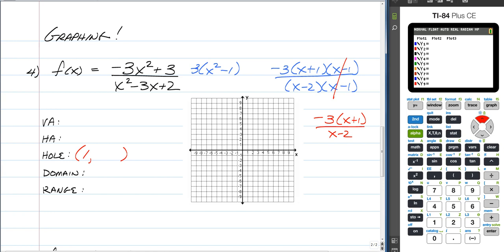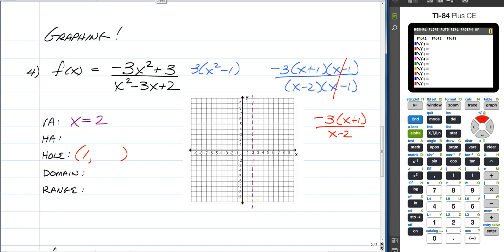Now again, the vertical asymptote we should be able to do in our head. X minus 2 gets set equal to 0. So we're going to have a vertical asymptote at x equals 2. Now this part you can graph without the use of a calculator. We're just going to graph a vertical line. Notice it's dashed at x equals 2.